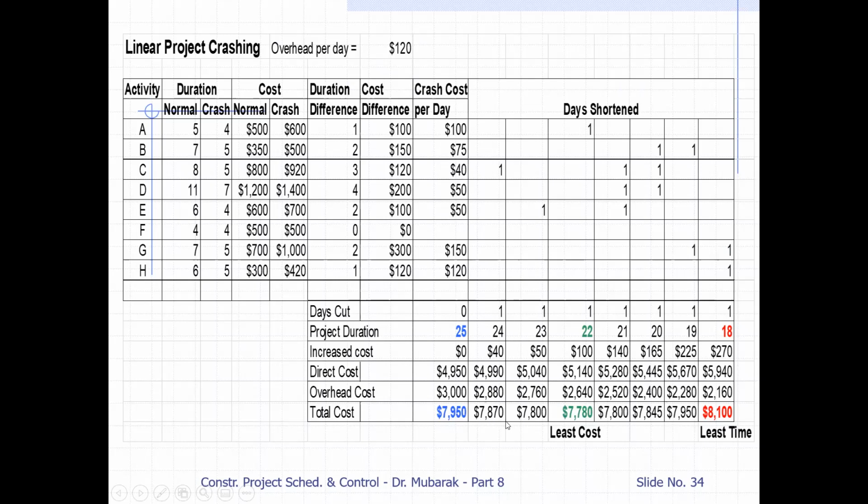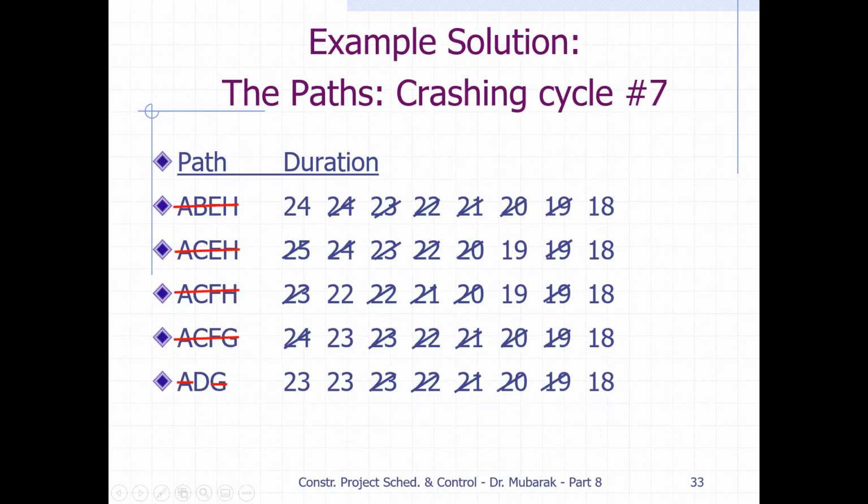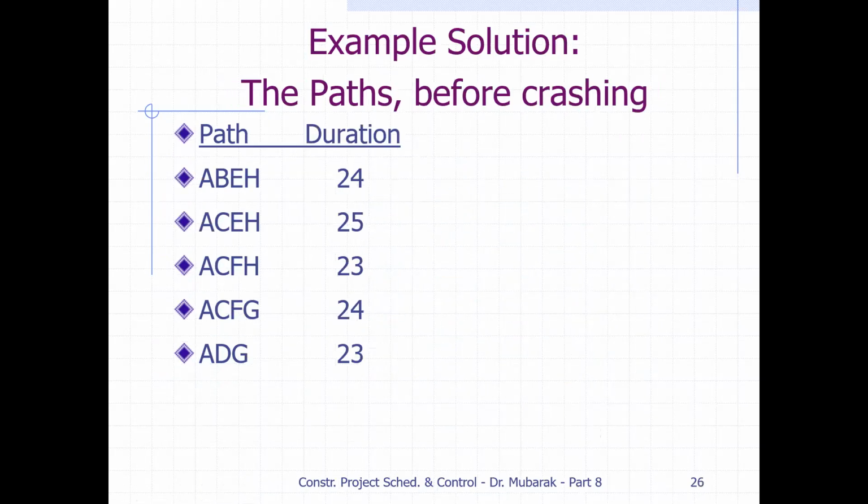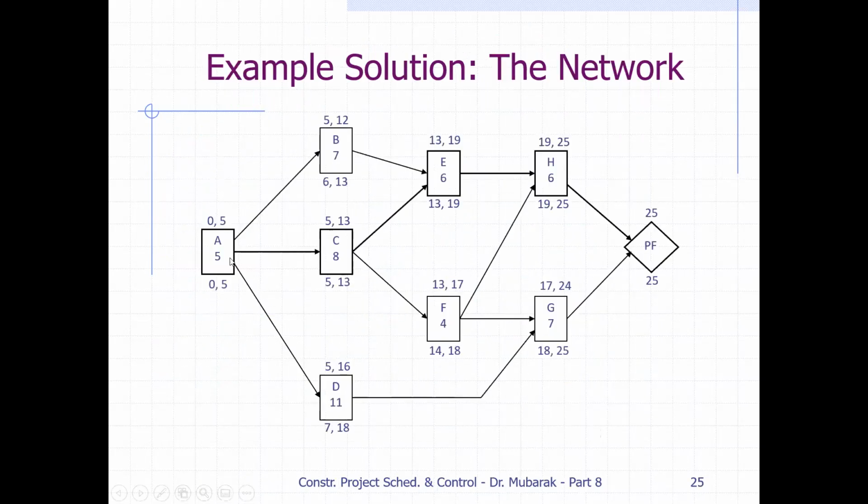Once we have cut 1 day from C, next we have to see from where we are going to cut. When you go back to this diagram, this will be a critical path and this will also be a critical path. So there will be two critical paths.